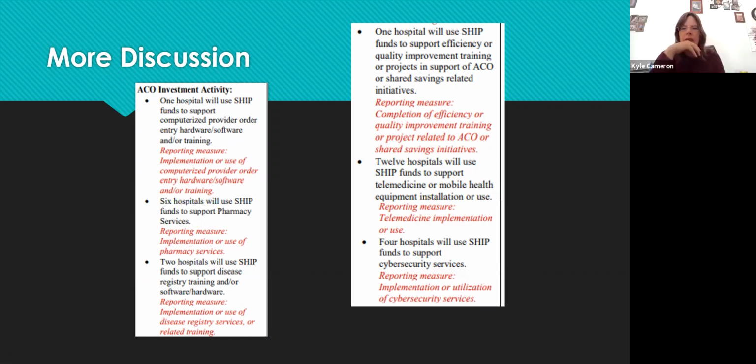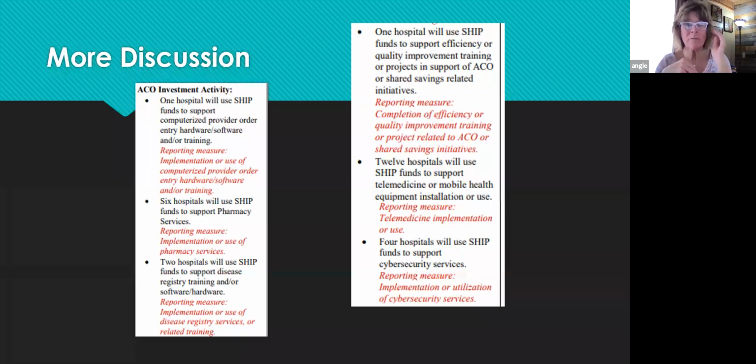Yeah, and you're right. It does give us some more specificity to what the dollars are being used for. Now, with the disease registry services, I'd really like to know how many disease registries were built by those two hospitals and maintained throughout the course of the year, just because I want to know if it makes a difference. Did we help those patients? And looking at completion of efficiency or quality improvement training related to ACO or shared savings initiatives, I'd kind of like to know what they did with that.